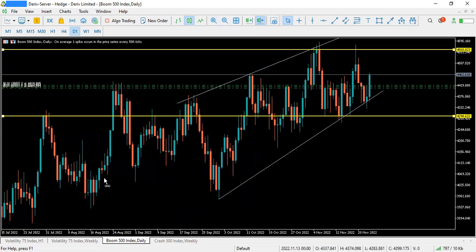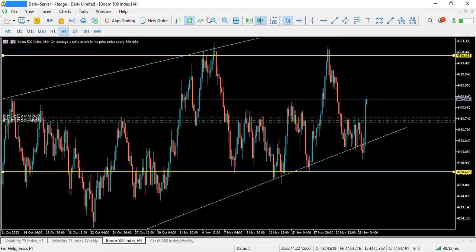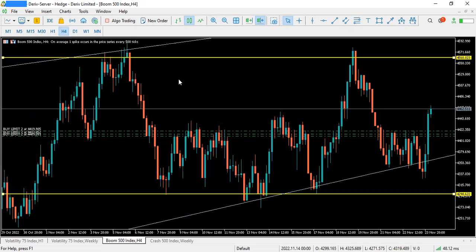You can already see the uptrending channel on the daily. Moving on to 4 hour, right? 4 hour already, same thing, uptrending channel.